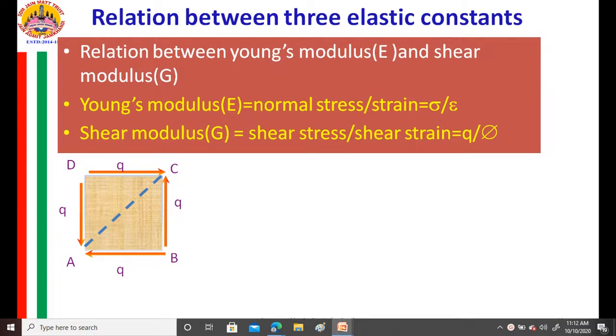Actually, right now we know the four elastic constants. One is Young's modulus, one more is the shear modulus, bulk modulus, and Poisson's ratio.